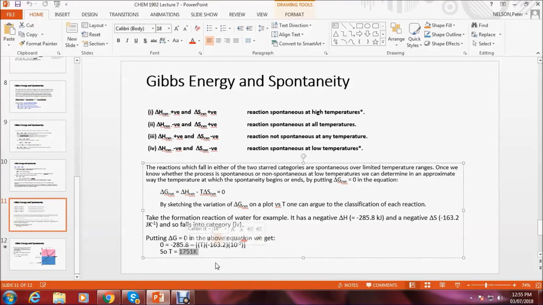Now, all you have to do is just think to yourself: is it that above this temperature, 1751 Kelvin, I will get a negative value for delta G? All you have to do is use 1752 and put that back into the formula, where T is, and calculate. If you get a negative value, then the reaction is spontaneous above 1752. However, if you get a positive value, it means that the reaction is spontaneous below 1751.